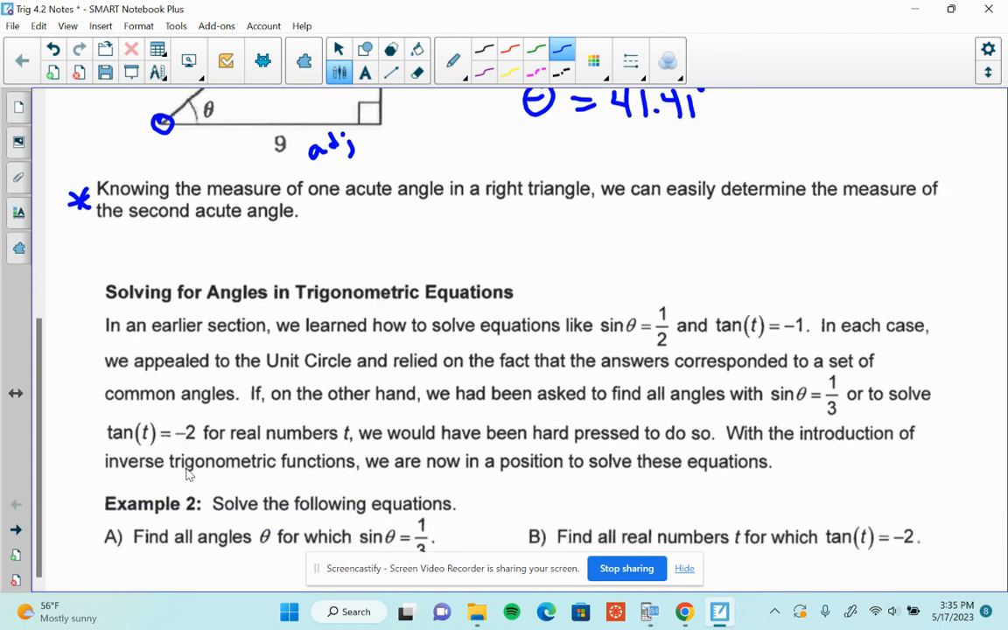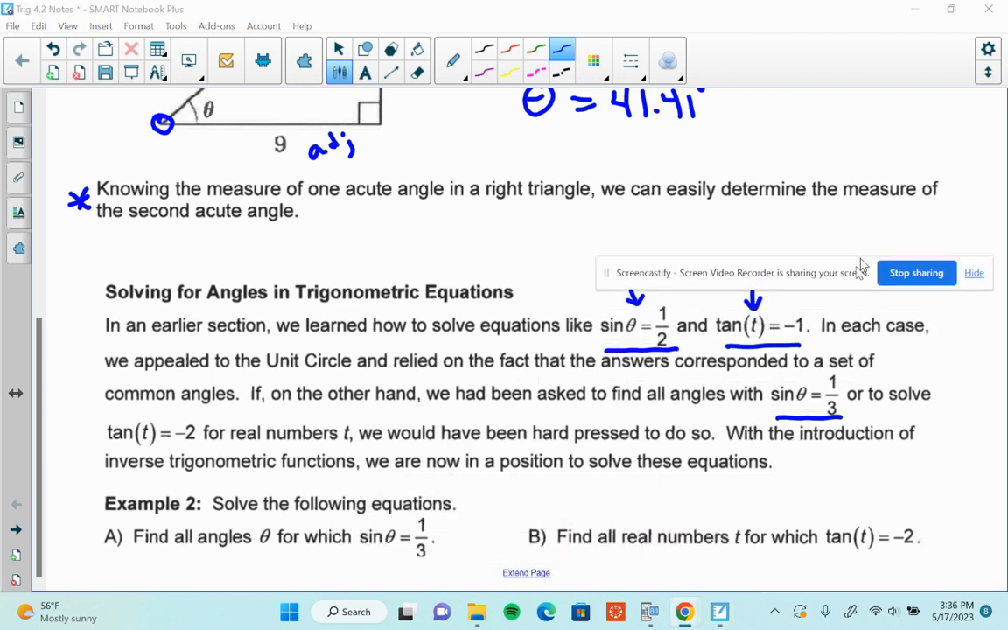Okay, so as it says, in an earlier section, we learned how to solve equations like this and like this. We just use the unit circle to do that. Theta is one of our nice angles, and t is one of our nice values. But today, what we're going to do is find angles that are maybe not so friendly or not so common or not the special ones that we've talked about. So sine of theta equals 1/3. We're going to solve that. Tangent of t equals -2. We're going to solve that. And we're going to use the inverse trig functions to do that.